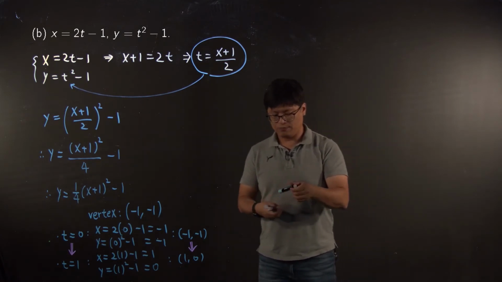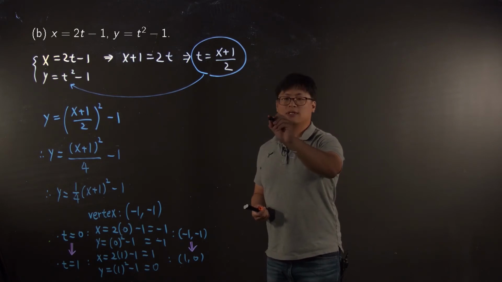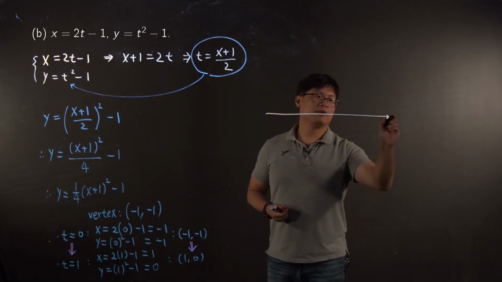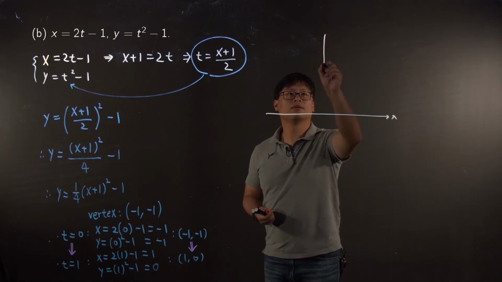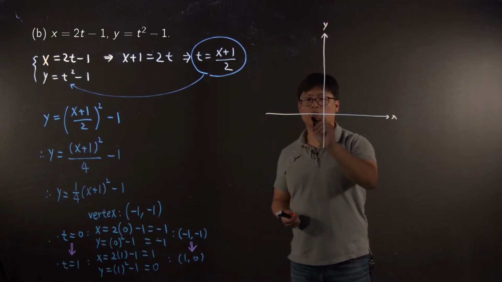So there we go. Now let me come back to the graph of the function. x and y, and my vertex is (-1, -1).